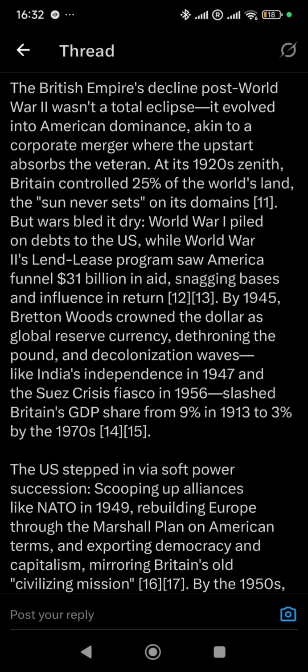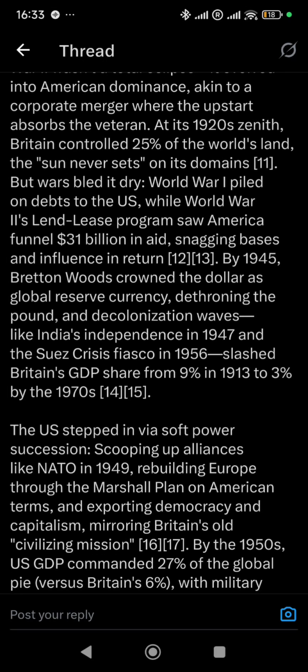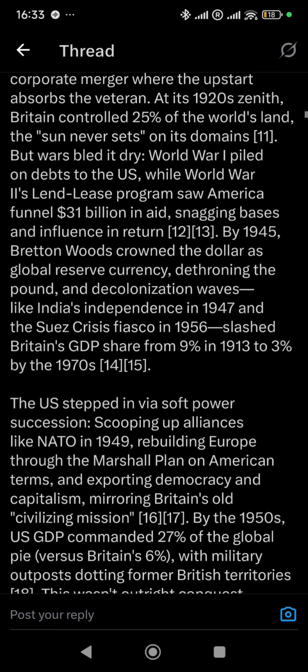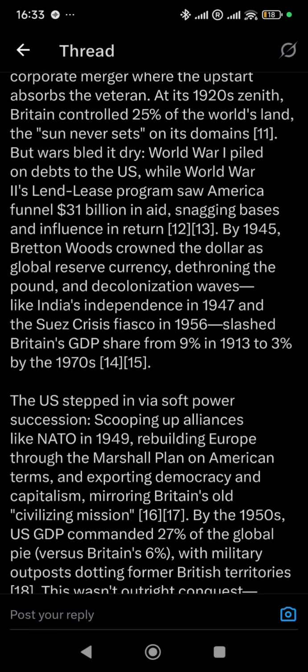At its 1920s zenith, Britain controlled 25% of the world's land. The sun never sets on its domains. Reference number 11. But wars bled it dry. World War I piled on debts to the US, while World War II's Lend-Lease program saw America funnel $31 billion in aid, snagging bases and influence in return.